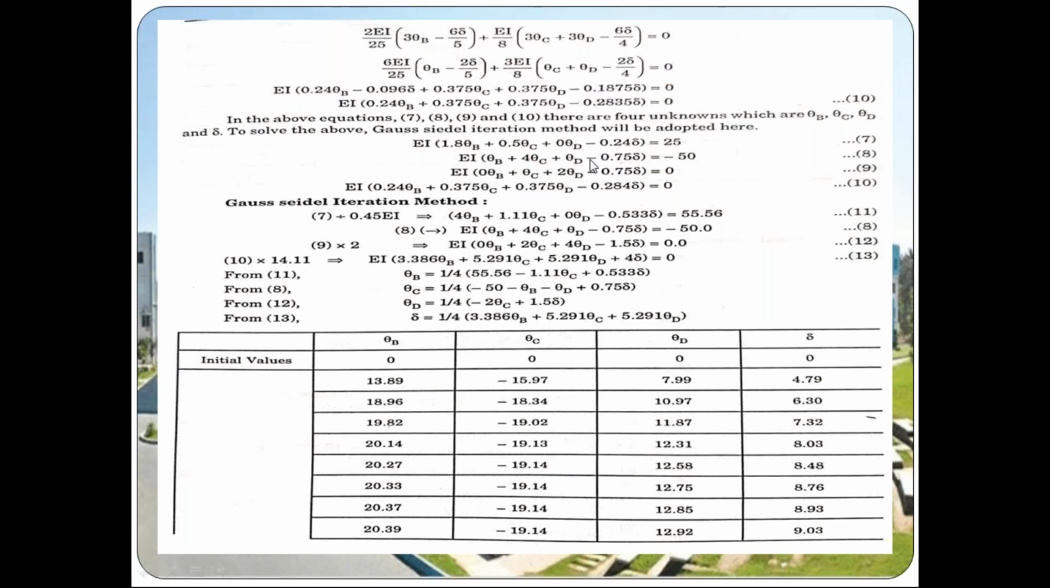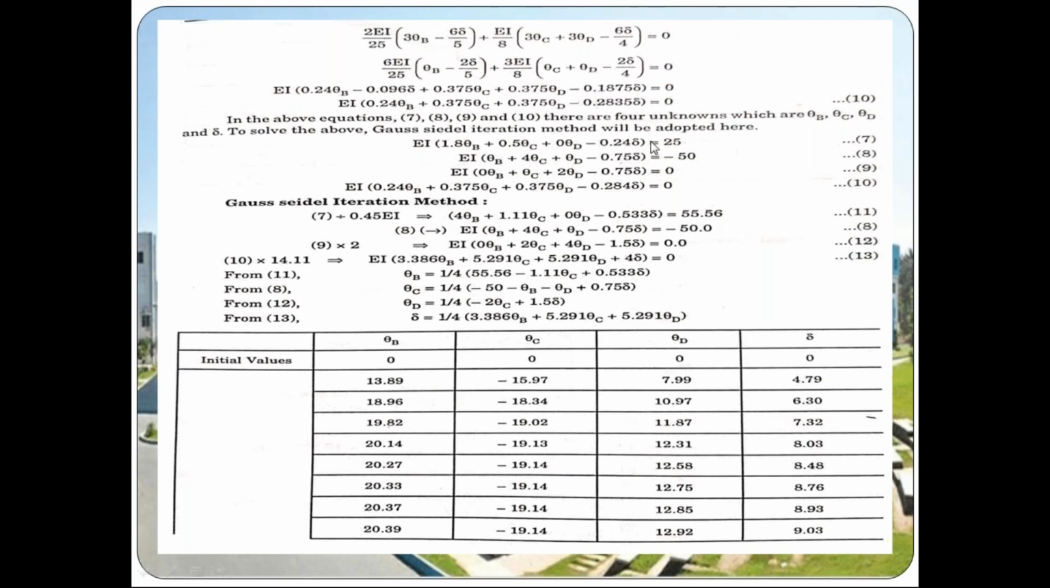All the 4 equations have all the 4 unknowns. For example, equation 7 has theta B, theta C, theta D, delta. Similarly, equation 8 also has all the 4 unknowns, equation 9 also has all the unknowns, and similarly equation 10. So it is easy for us to calculate in the calculator itself.